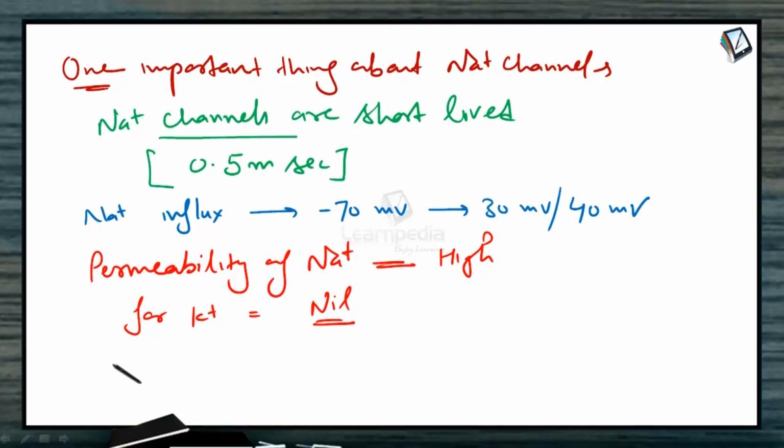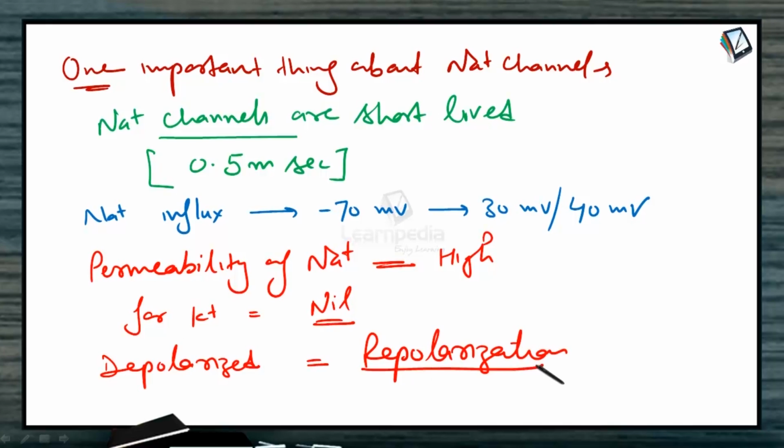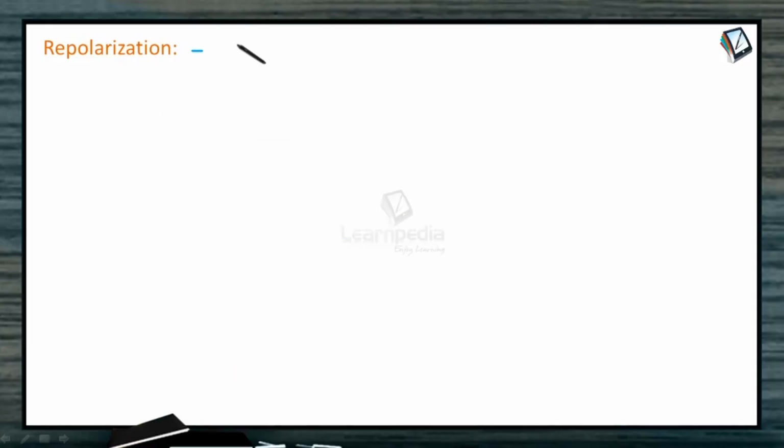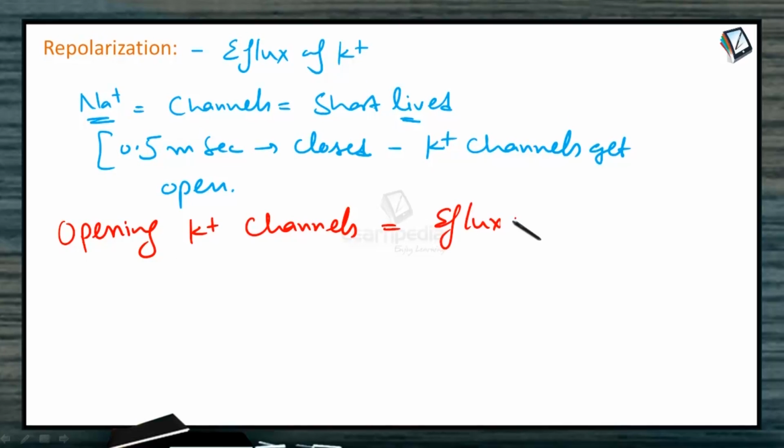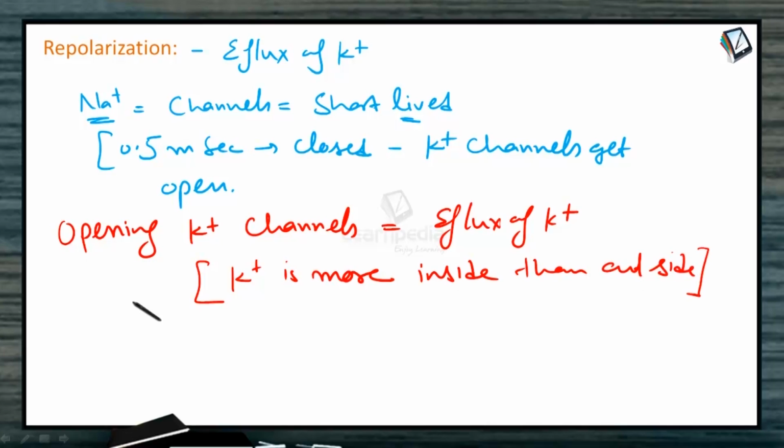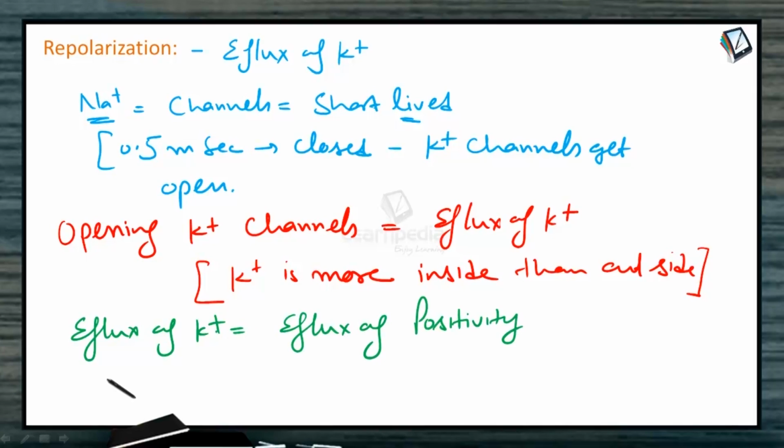So after attaining the depolarized stage, now there will be repolarization, and repolarization is mainly the result of efflux of potassium. Let us now study repolarization. Repolarization is nothing but efflux of potassium. After influx of sodium ions, we have already discussed that sodium channels are short-lived, means they open for less time. After about 0.5 millisecond, sodium channels get closed and potassium channels get open. Opening of potassium channels will result in efflux of potassium according to concentration gradient, because we know that potassium is more inside than outside. Here you can observe that efflux of potassium means efflux of positivity, means the membrane will start to become electropositive outside and electronegative inside.